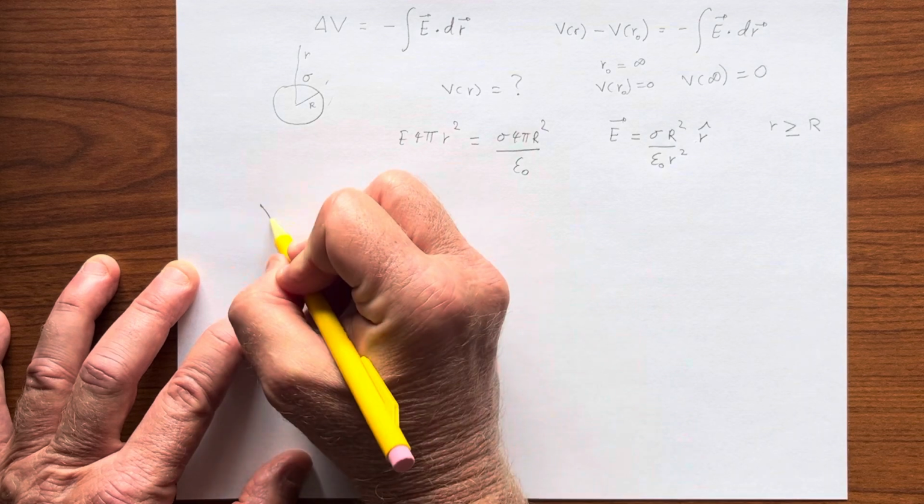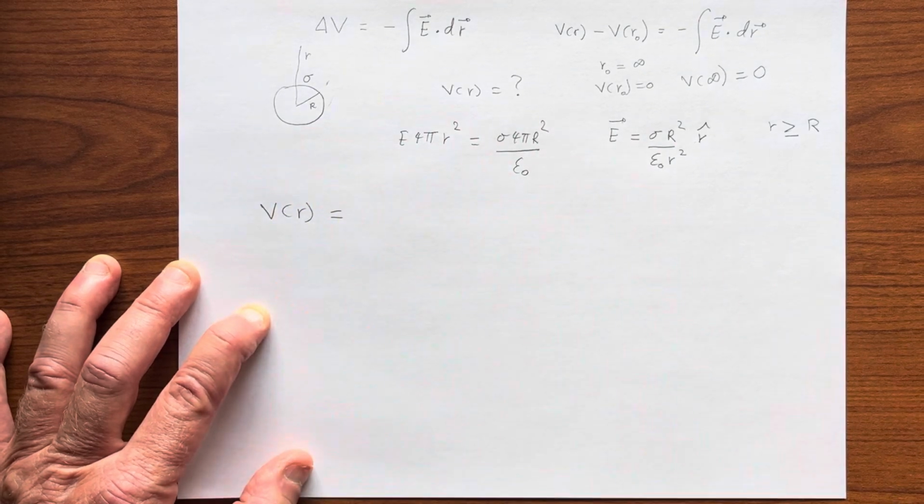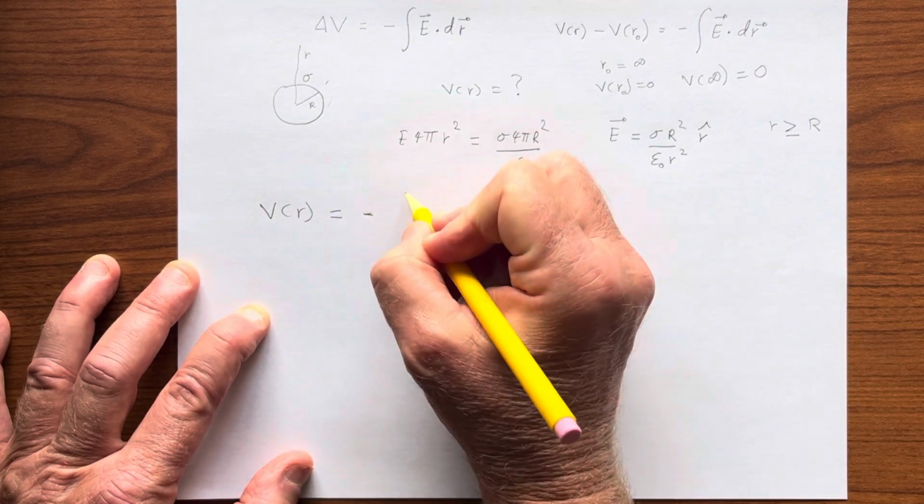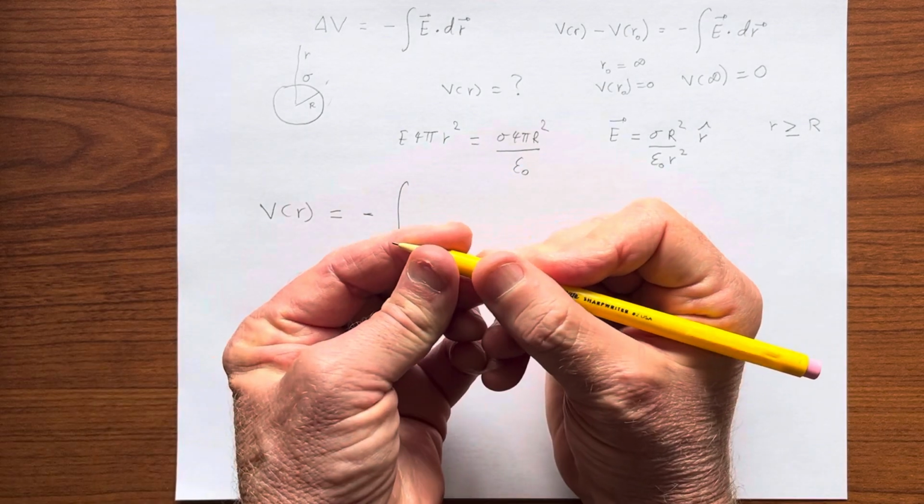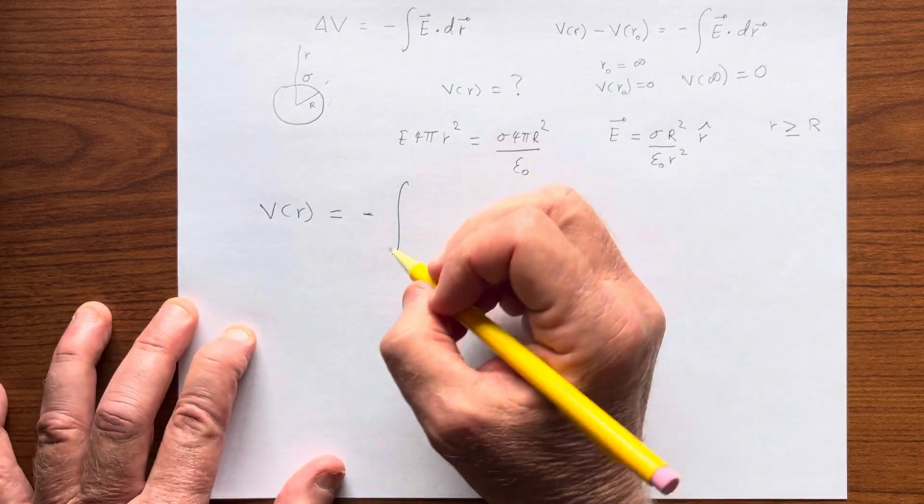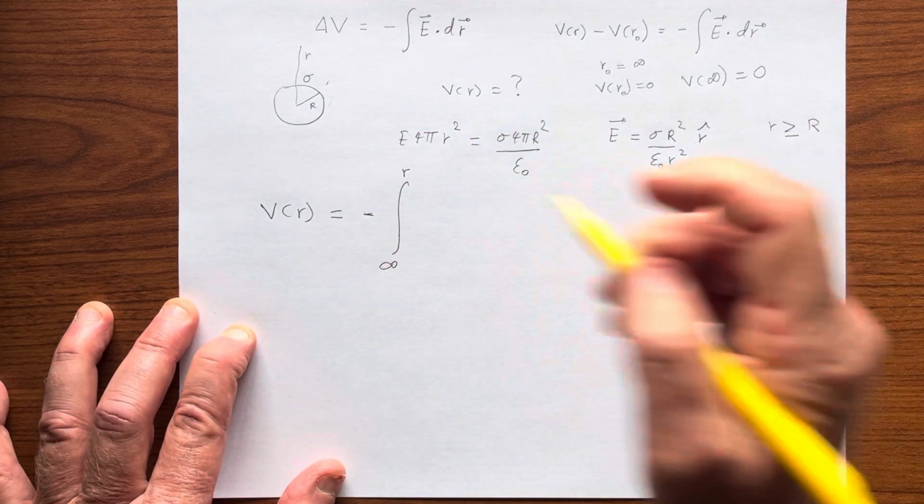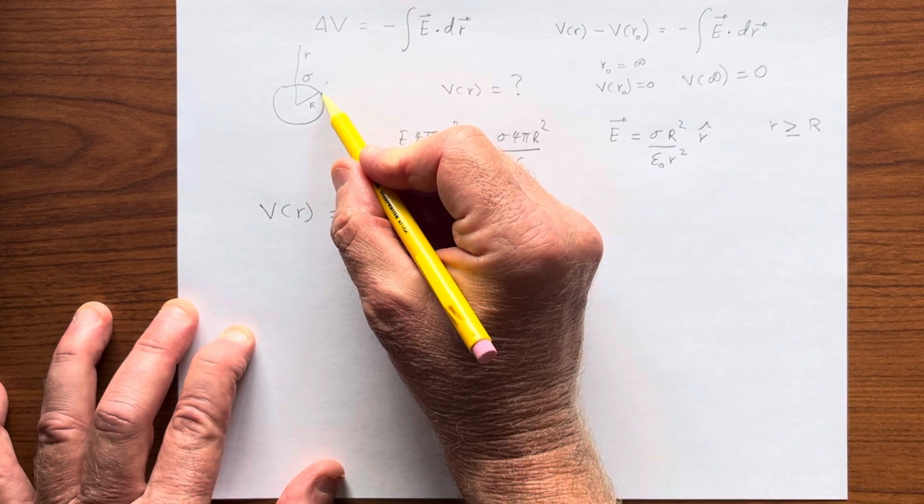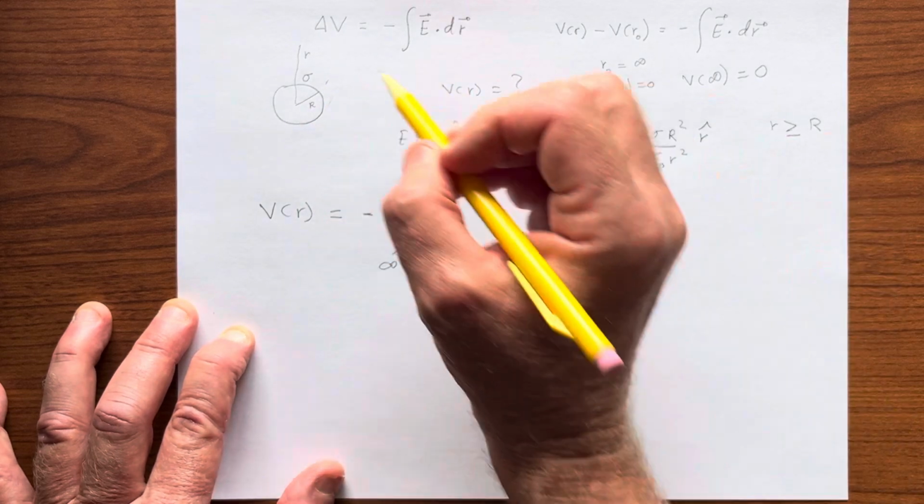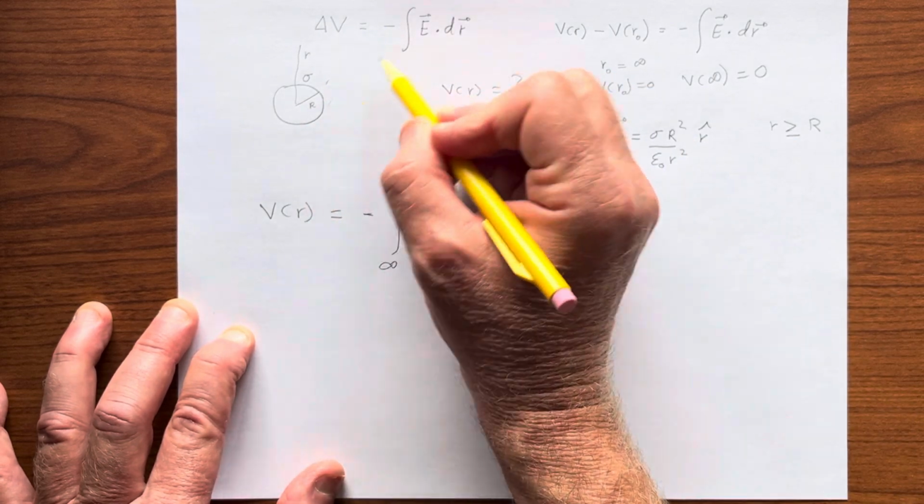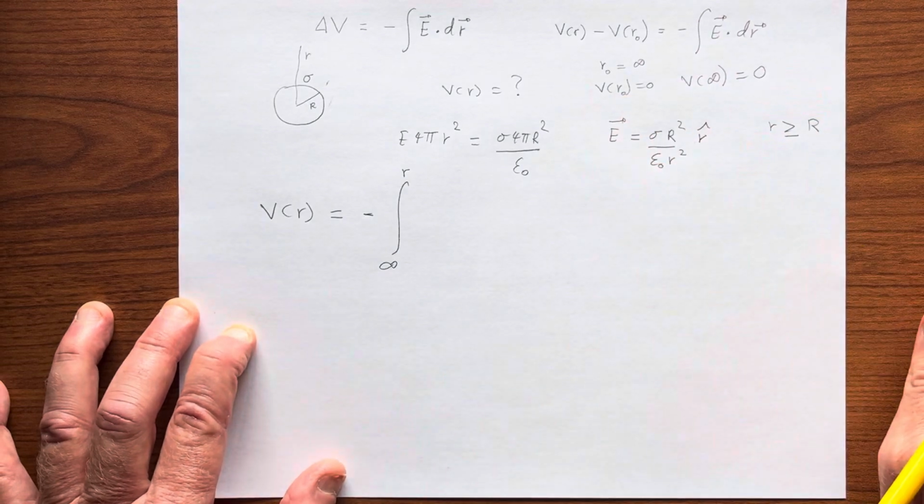And so what is V of r? It's going to be minus the integral from infinity to r. It depends on where that r is: is it greater than big R or less than? So we have two cases. We can have a V of r outside the shell and a V of r inside the shell.